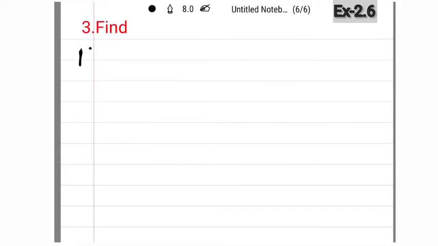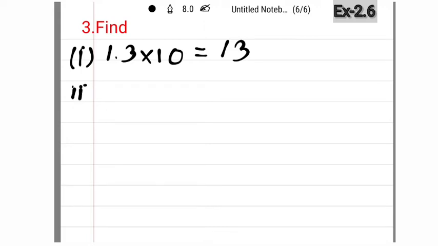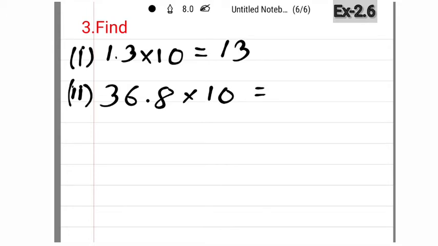Now come to the next question. Question number 3. Find bit I, 1.3 into 10. As I have already told you in the theory video, when a decimal number is multiplied by 10, 100, 1000 or above, the decimal point is shifted towards right. So here it is multiplied with 10, so your answer is 13. Second bit, 36.8 into 10. Here also, as it is multiplied with 10, it is shifted towards right for one digit, okay, so your answer should be 368.